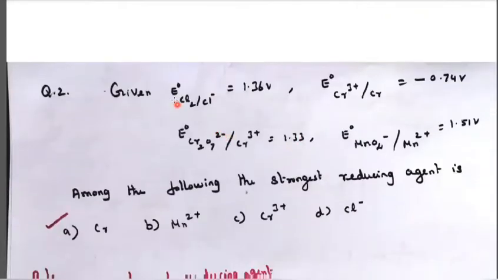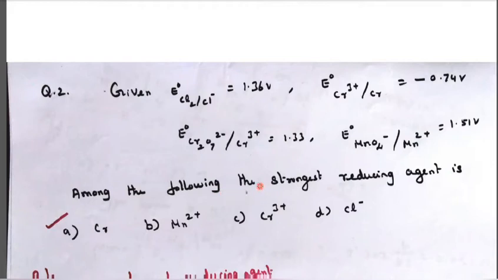Given the standard EMF values: E0 for Cl2 to Cl minus is 1.36 volts, for Cr3+ to Cr it is minus 0.74 volts, for Cr2O7 2 minus to Cr3+ it is 1.33, and E0 for MnO4 minus to Mn2+ is 1.51 volts. Among the following, which is the strongest reducing agent?